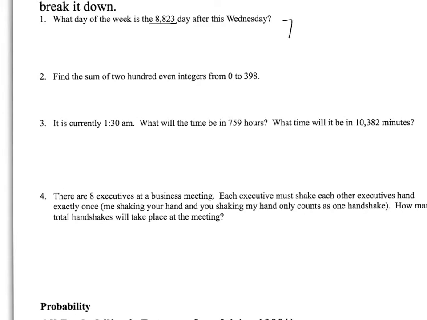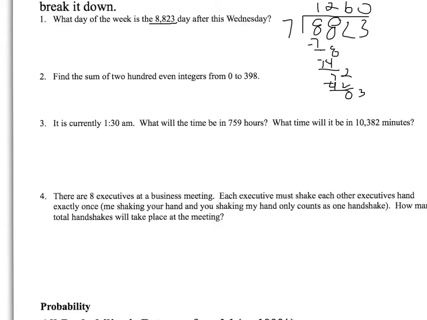So 7 goes into 8,823. And notice I'm not using my calculator because then I'm going to get a decimal, which doesn't really help me now. 7 goes into 8 once. Put our 7 here. Subtract, 1. Bring down our 8. 7 goes into 18 twice, put our 14 right there, subtract, we have 4, bring down our 2, 7 goes into 42 about 6 times, so 6 times that, we have 42, subtract, 7 goes into 0 times, and we bring down the 3, and now we're good.